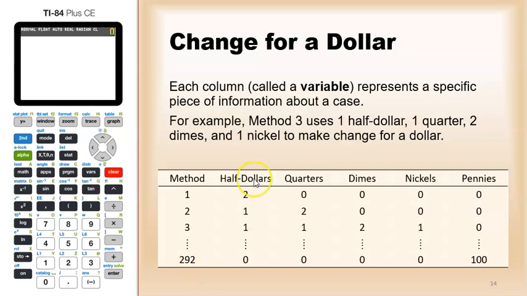The columns are called the variables. We don't really count the first column here, the method, but the variables are half dollars, quarters, dimes, nickels, and pennies. Each variable represents a specific piece of information about a case. So for example, method 3 uses 1 half dollar, 1 quarter, 2 dimes, 1 nickel. And if you add that up, that adds up to $1.